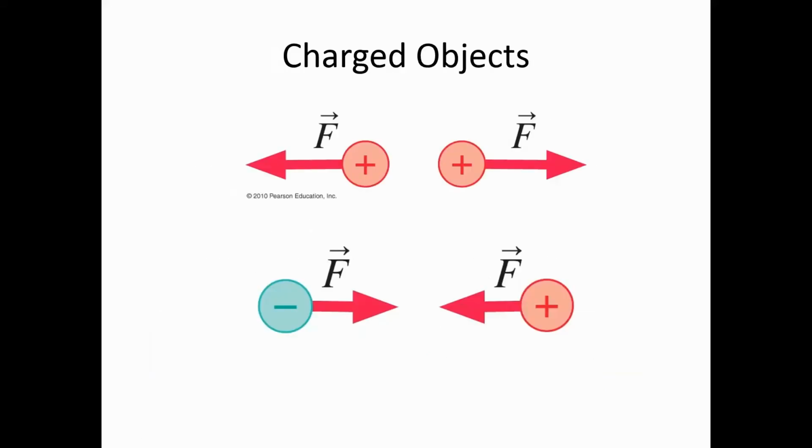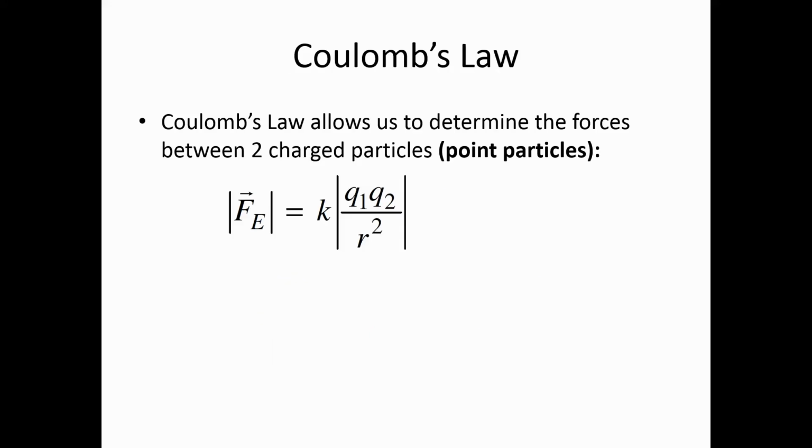As a review, let's remember that charged objects that have like charges repel each other, and charged objects that have opposite charges attract each other. What we're going to talk about today is what is this force that acts in between these charges? How do we figure out the amount of the force, the magnitude of the force between two different charges? So we're going to use what's called Coulomb's law. Coulomb's law will tell us the force between two charges, or between two point particles.